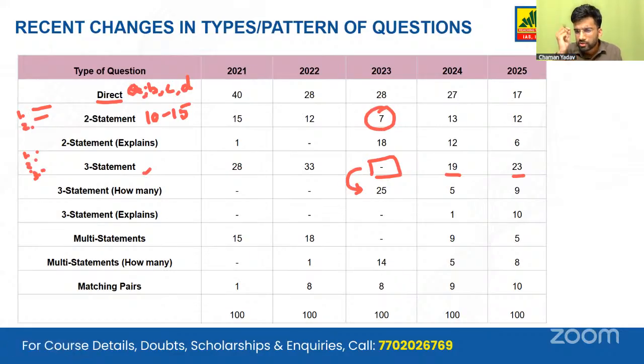Now, UPSC gave a trailer or glimpse of the type of questions that they will be asking in this year's examination, and they have upped the ante. Last year in 2024, they gave 1 three statement question and asked whether statement 2 or 3 is explaining statement 1. Just like in the 2 statement question, they have upped the ante and asked whether statements 2 and 3 are explaining statement 1 or not. So last year they gave us a glimpse of this type of question.